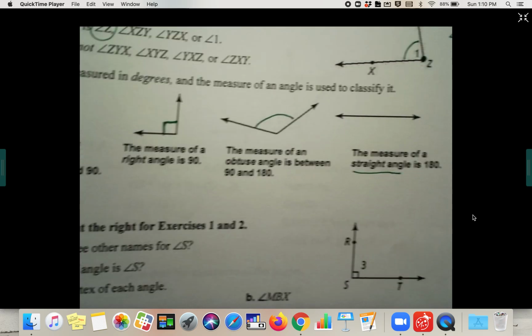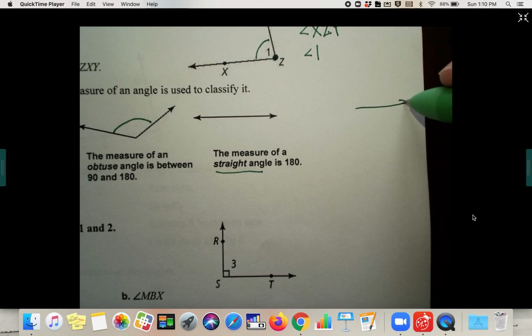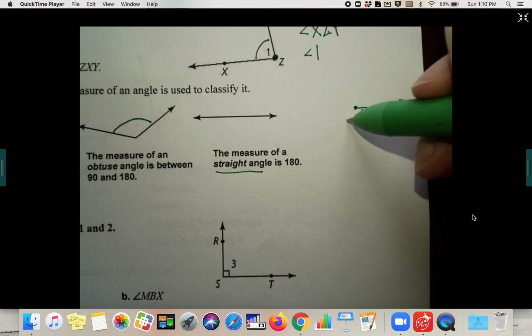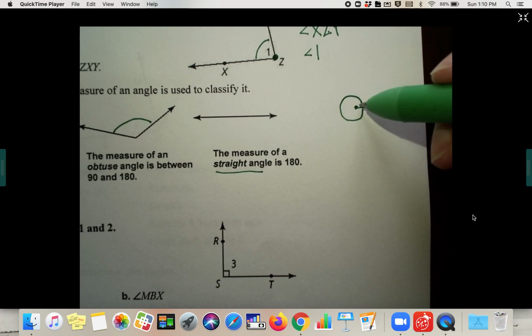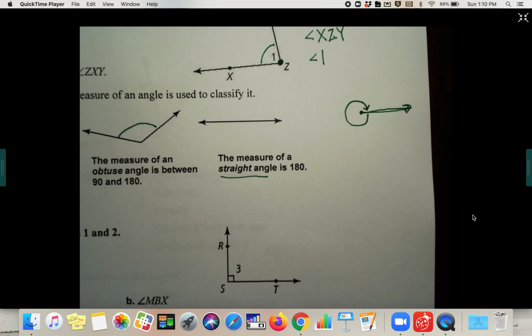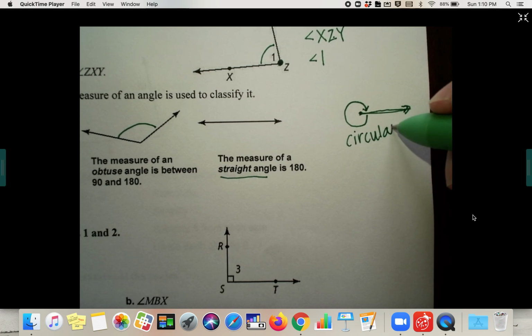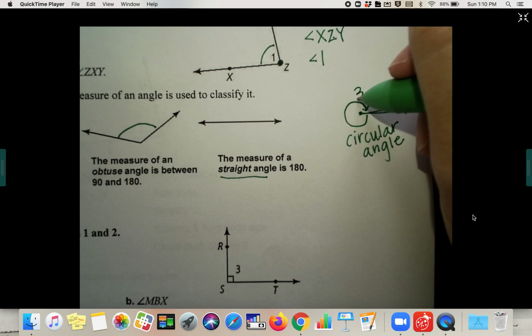There's one more that I wanted to add to your notes. Let's say you started right here and you measured all the way around and then came back to the beginning point. That is called a circular angle. And obviously, I bet you guessed it, it measures 360 degrees.